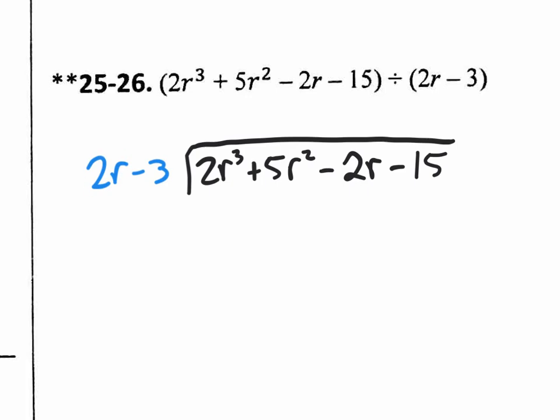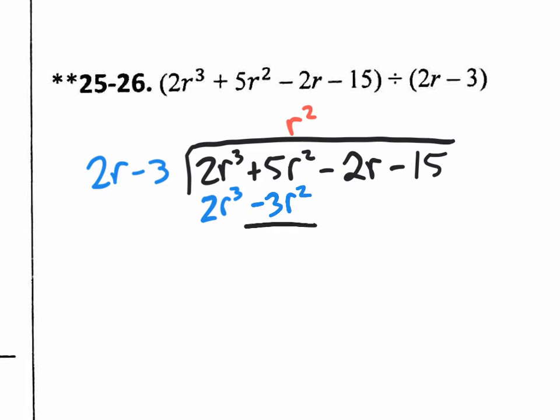In this case, you're going to look at the first term, 2r to the 3rd, and look at 2r and think 2r times what will get you that 2r to the 3rd? R squared. Now you're going to put that r squared right on top of the other r squares. That's how you stay organized. And then it's just a distribution problem, right? R squared times 2r, that's 2r to the 3rd. Write that down right here, 2r to the 3rd. And then r squared times -3, that's a -3r squared.